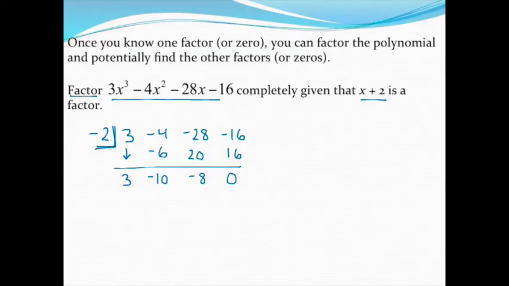Remember that last number always represented our remainder, and as we stated at the beginning, we knew that remainder had to be 0 because we were told this was a factor. If we didn't end up with a remainder of 0, then something went wrong.